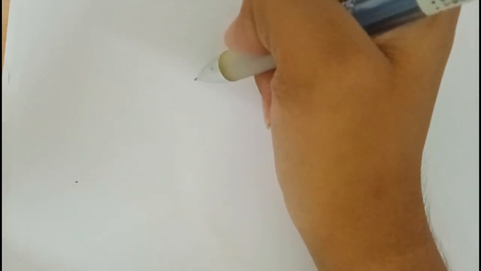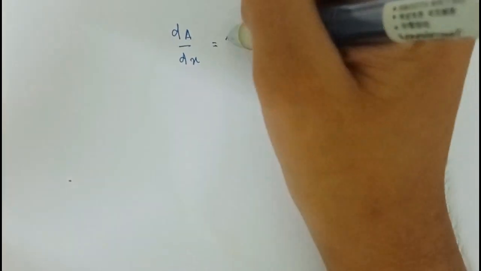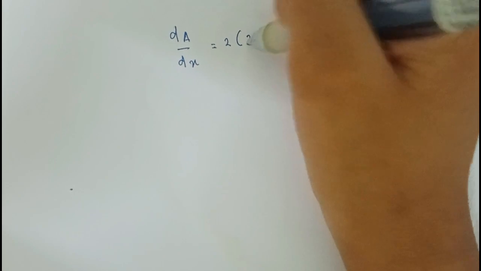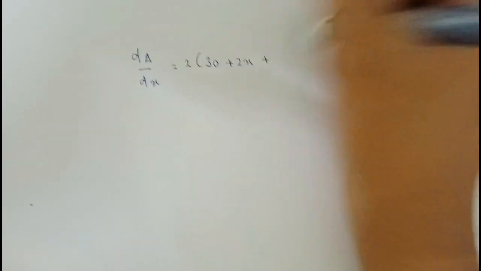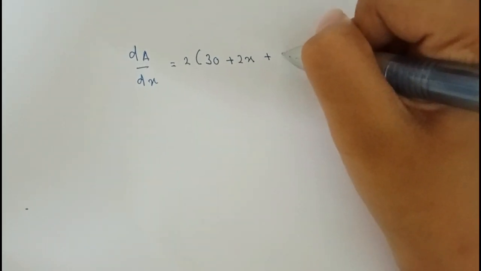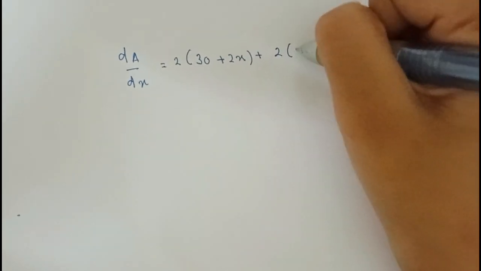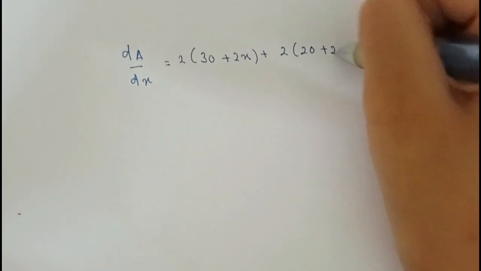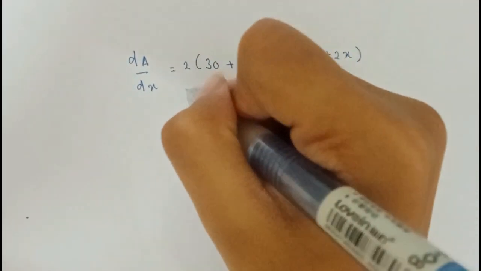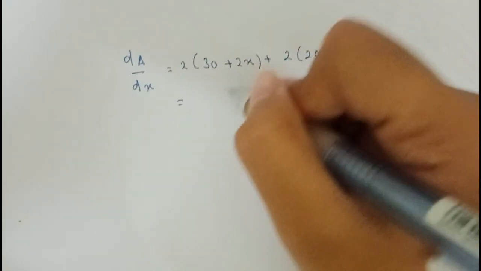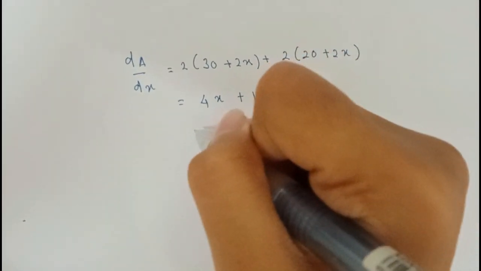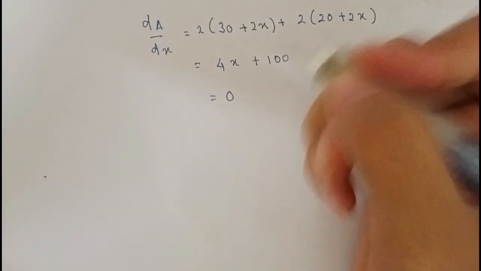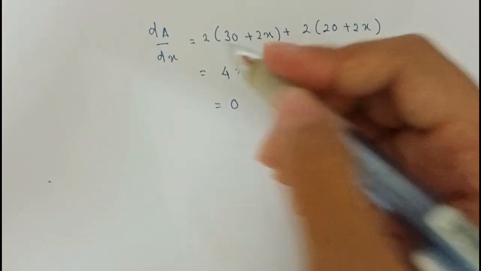Okay, so here the calculation is dA over dx equals (30 plus 2x) times 2, plus 2 times (20 plus 2x). So we expand it, and then we get 4x plus 100 equals 0.